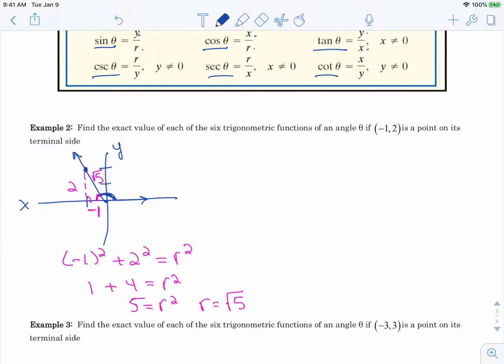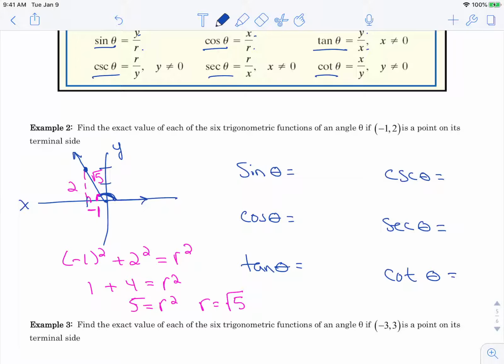And so now I have all my missing lengths of the triangle. So finding sine of theta, cosine of theta, tangent of theta, cosecant of theta, secant of theta, because these are your 6 trig functions, cotangent of theta, is just going to be taking the ratios from the triangle.